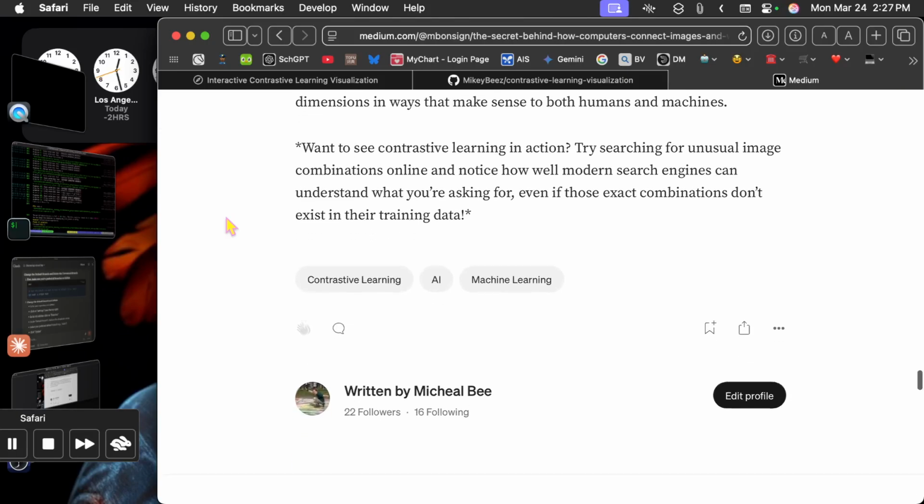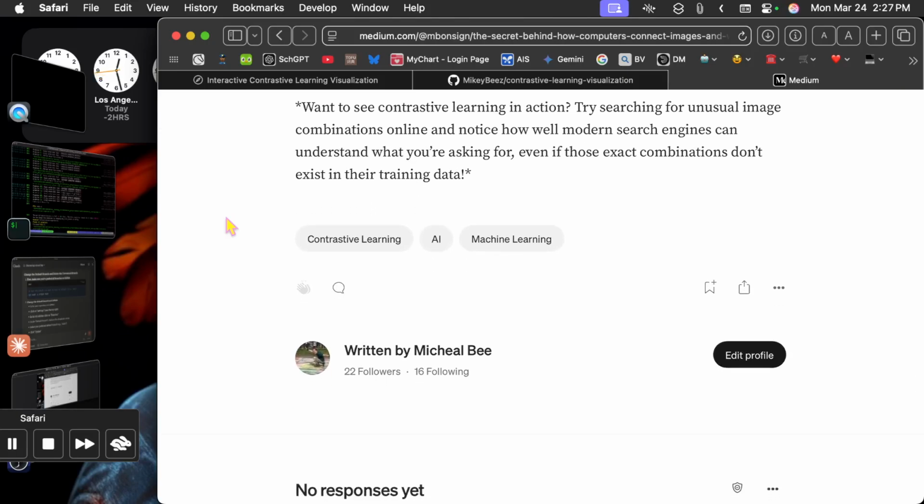Want to see contrastive learning in action? Try searching for unusual image combinations online and notice how well modern search engines can understand what you're asking for, even if those exact combinations don't exist in their training data.